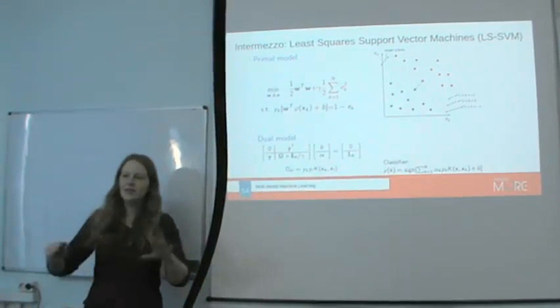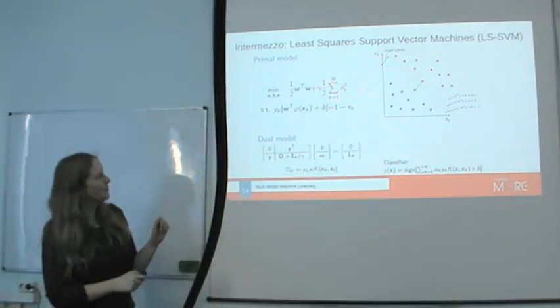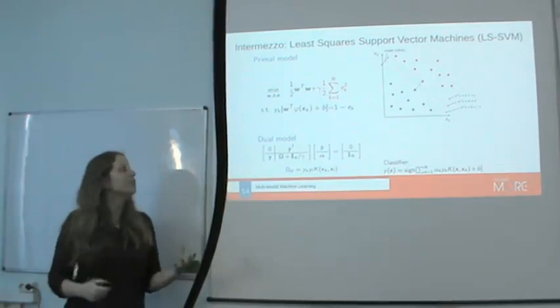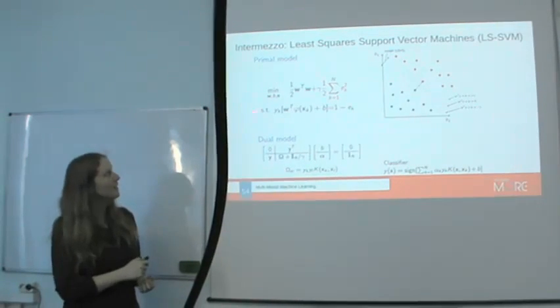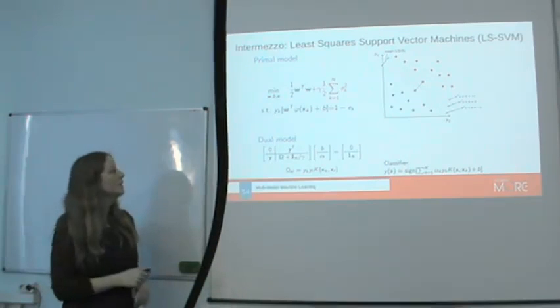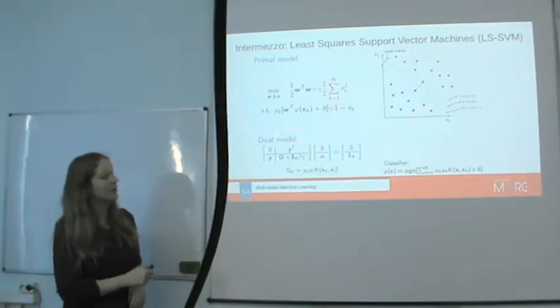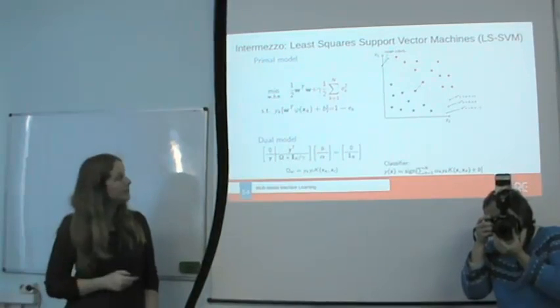So the main thing that I want you to understand from all of this is that in kernel methods, in these least square support vector machines, our model will look like this. We'll have an objective function, we have some constraints, we will go to the dual model with some optimization theory, and we get a linear problem that we can solve. That's the most important part.